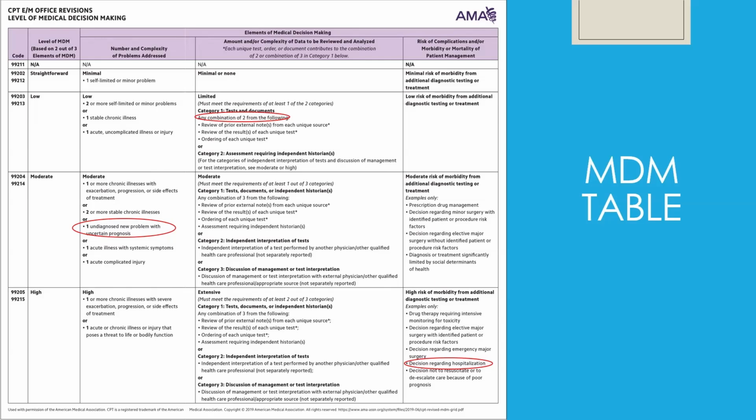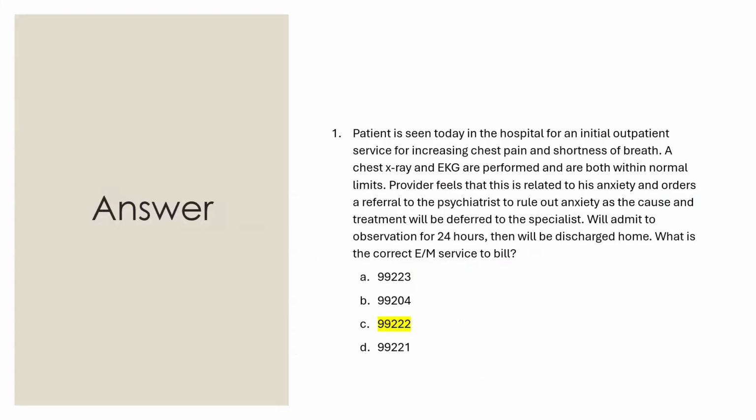So in this particular scenario, one of our elements is in the moderate column, one of ours is in the low, and then one of them is in the high. So now we have to decide what is the appropriate level to choose. If you have one of each, you cannot bring the level all the way down to low, and you can't bring it up to high. Therefore, it would fall to a moderate level of medical decision making.